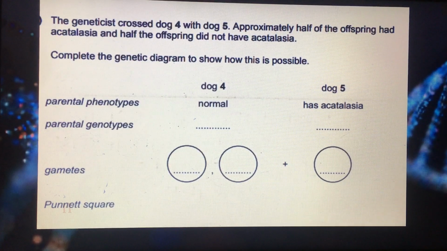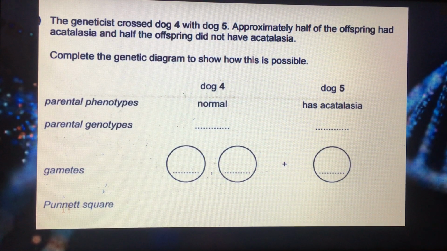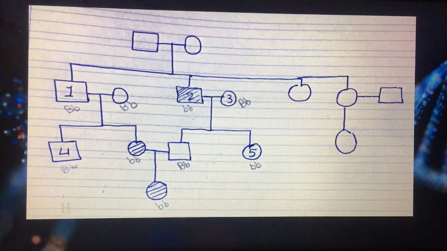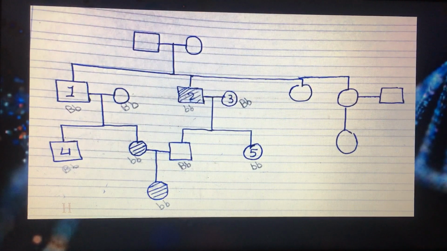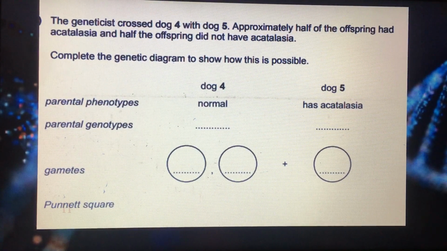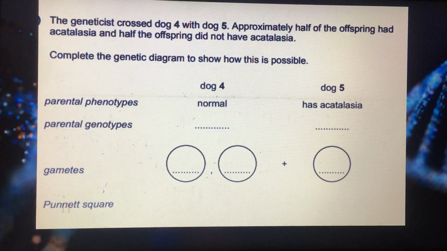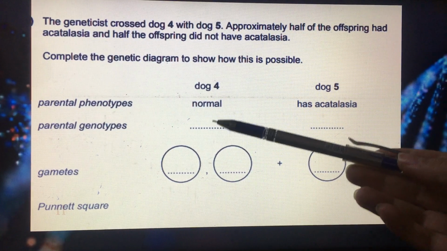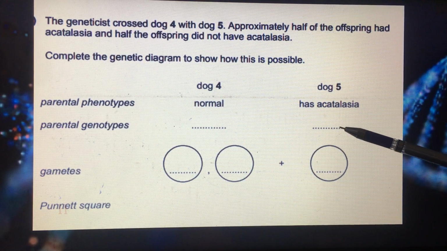Okay, so here we have another question. The geneticist crossed dog 4 with dog 5. Where's dog 4 and 5? Here, dog 4 B capital, B small, and dog 5 B small, B small. Approximately half of the offspring had acatalasia and half the offspring did not have acatalasia. Complete the genetic diagram to show how this is possible. So here we should write the genotype B capital, B small for 4, and here B small, B small.